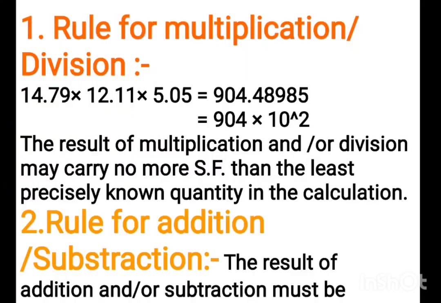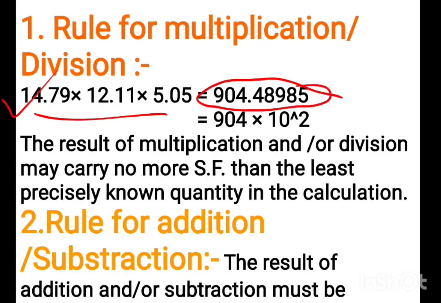Now some rules we have to know. First one, rule for multiplication and division. You know multiplication means into and division means divide. So the first example given is 14.79 into 12.11 into 5.05. By multiplication we get the result 904.489885. You can put that as 904 into 10 to the power 2.